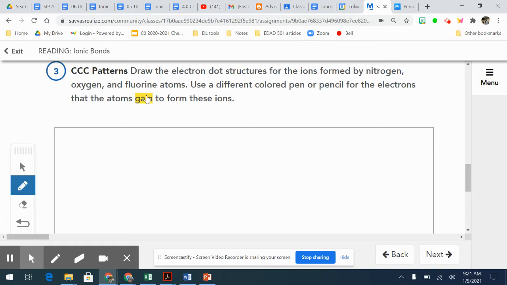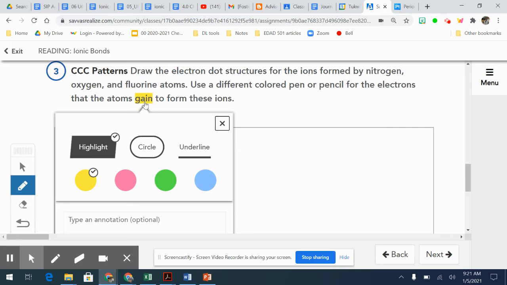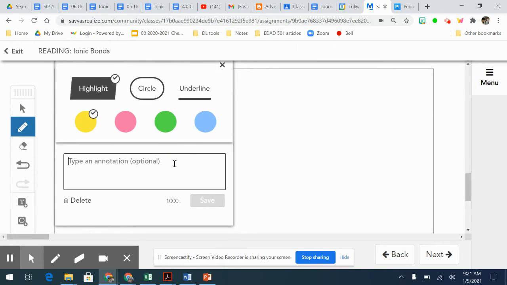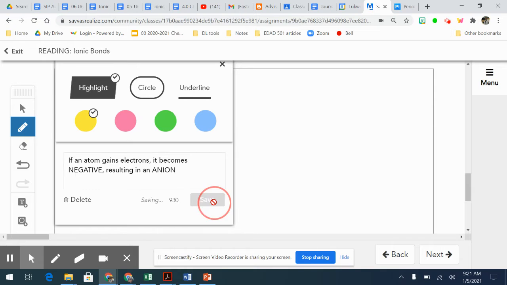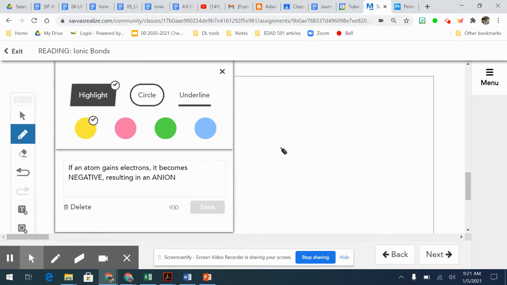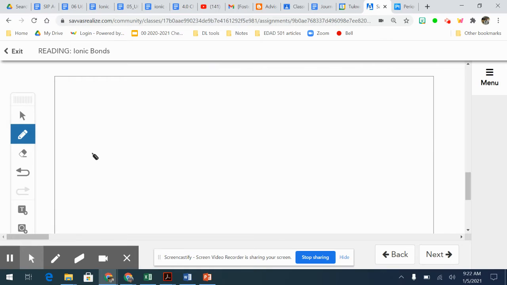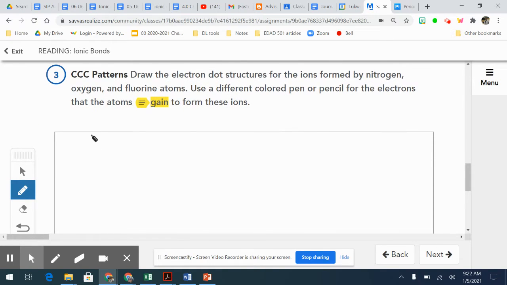So there's a clue here, right? If the atoms gain electrons to form these ions, what type of ion is it going to form? If an atom gains electrons, it becomes negative, resulting in an anion. So it's going to be negative and it's going to be an anion. That is a clue to what the answers to our drawings are going to be. I made a note there to myself. Remember, you can always make notes like this as well.